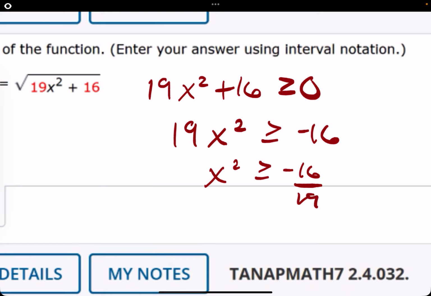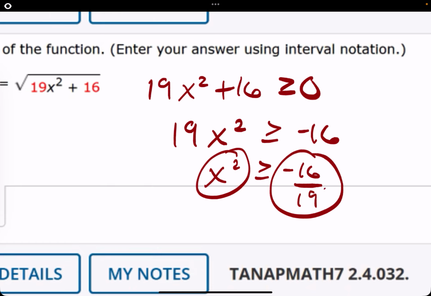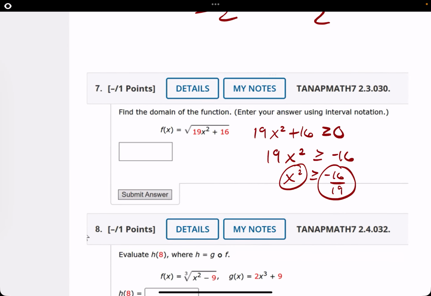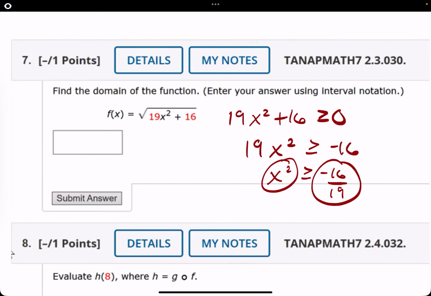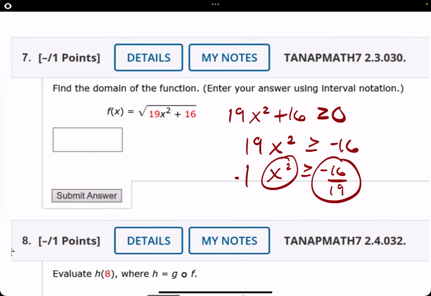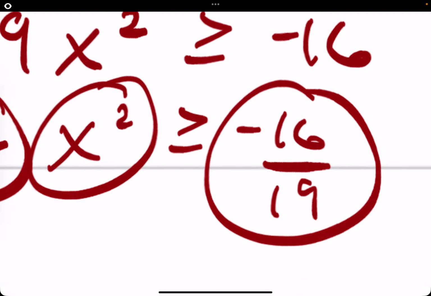And you start picking this apart and realizing, for what x values is x squared going to be greater than or equal to negative 16 over 19? And you realize once staring at it for a little bit that all x values, when plugged in there, will tell us that x squared is greater than or equal to negative 16 over 19, because squaring x is always going to make it positive. The lowest it could be is 0. So 0 is still greater than a negative number.